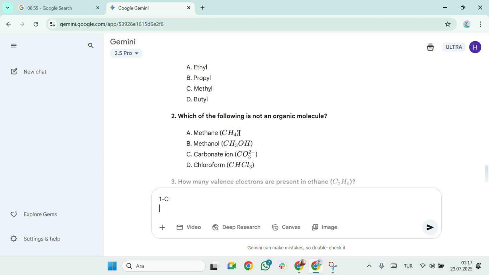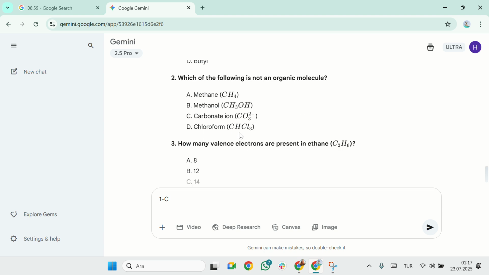Which of the following is not an organic molecule? Methane, methanol, carbonate ion, chloroform. Oh, carbonate ion, chloroform. I think it's carbonate ion. I don't know, but yeah.